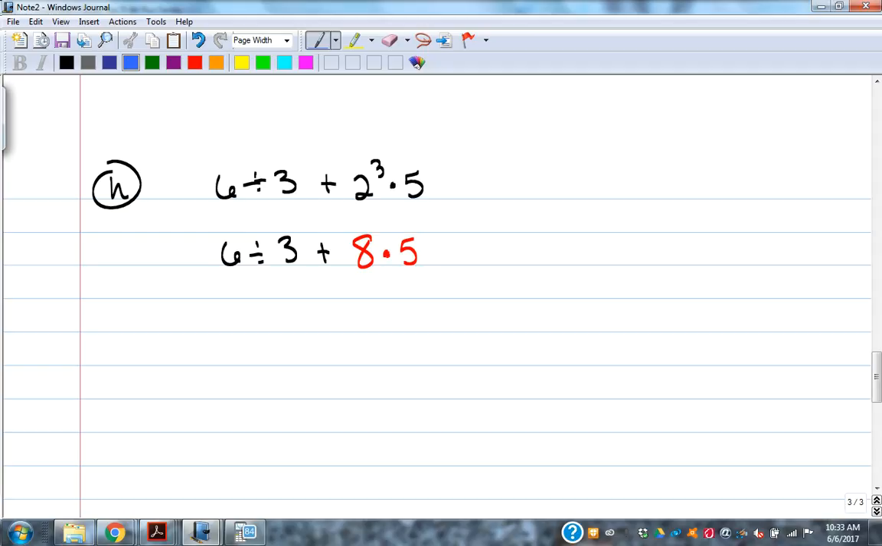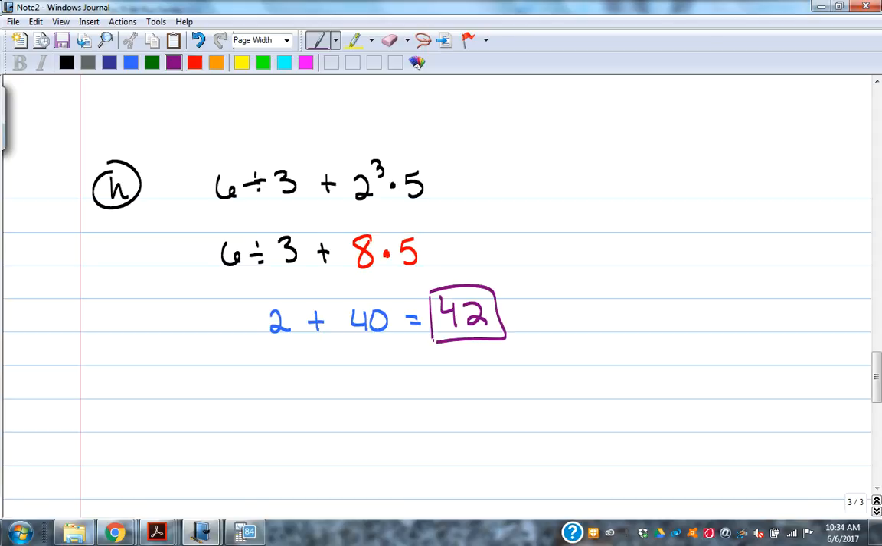Division and multiplication happen next, left to right. So the first one is 6 divided by 3, which is 2. And then multiplication to the right there, 8 times 5 would be 40. So that ends up being 42 as an answer.